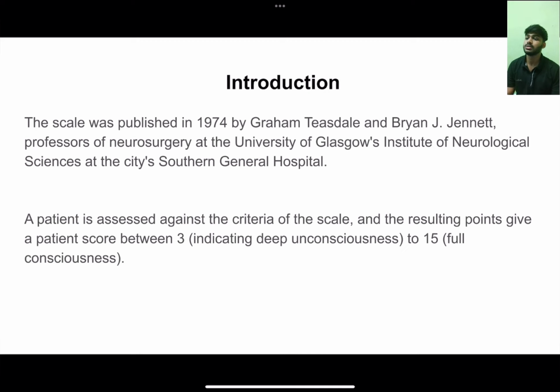Introduction: The scale was established in 1974 by Graham Teasdale and Bryan J. Jennett, professors of neurosurgery at the University of Glasgow's Institute of Neurological Sciences at the city's Southern General Hospital. A patient is assessed against the criteria of the scale, and the resulting points give a patient score between 3, indicating deep unconsciousness, to 15, full consciousness.